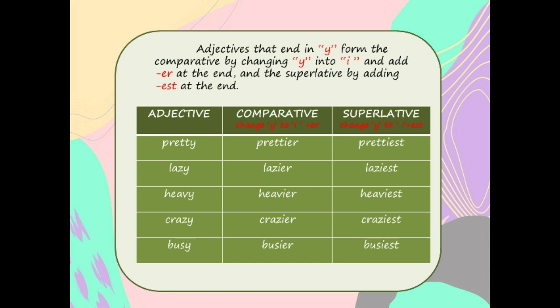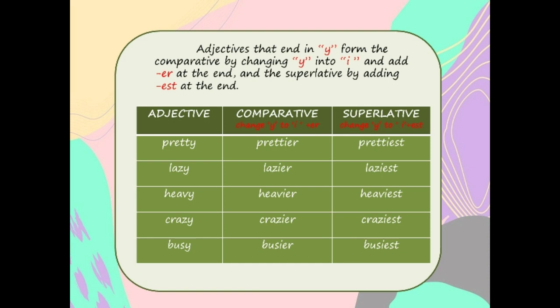Our next rule is adjectives that end in Y form the comparative by changing Y into I and add ER at the end, and the superlative by adding EST at the end. Let's look at these examples.